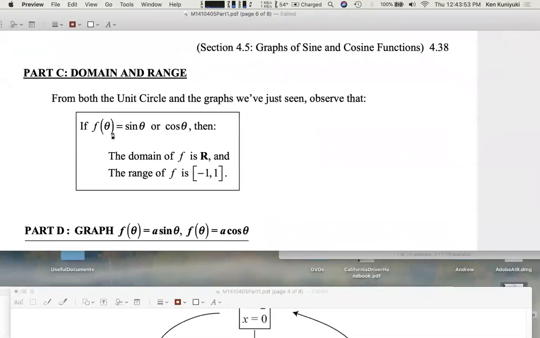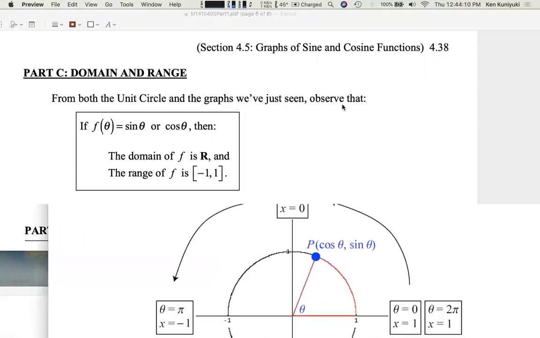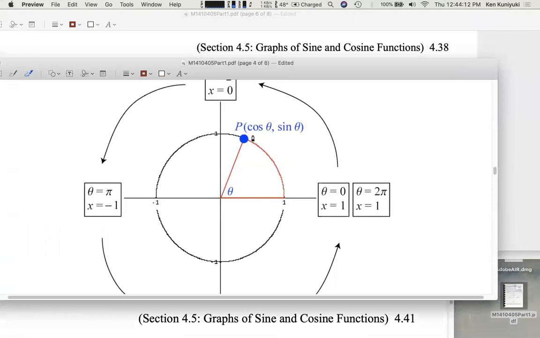So if f of theta is sine of theta or cosine of theta, the domain of f is all reals. We never have a problem. The range of f is the closed interval from -1 to 1, which makes sense because we're talking about sine values and cosine values. We're talking about, on the unit circle, the possible y coordinates and x coordinates we get along the unit circle as we travel all around the unit circle.